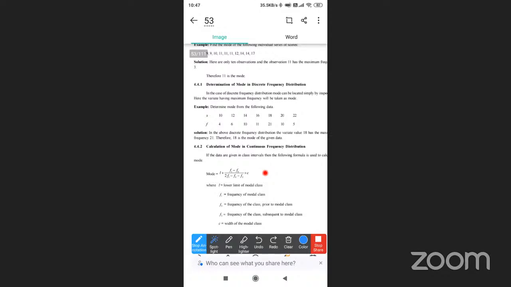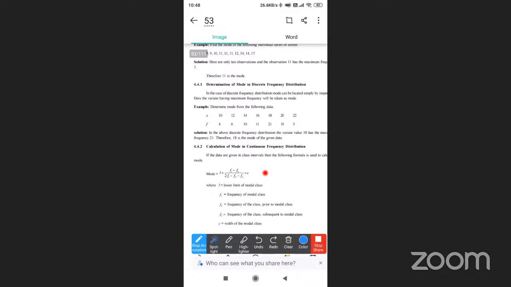Clear? Now where L is equal to the lower limit of the modal class. You should write F, not F1. F is the frequency of the modal class. F1 is the frequency of the class above the modal class, not prior, above the modal class. F2 is the frequency of the class below the modal class. C is equal to the width or size of the modal class.